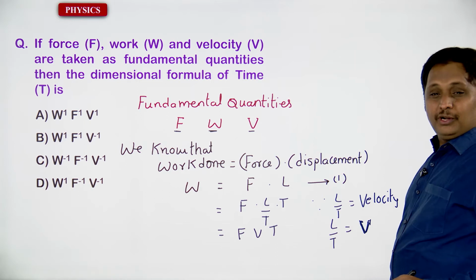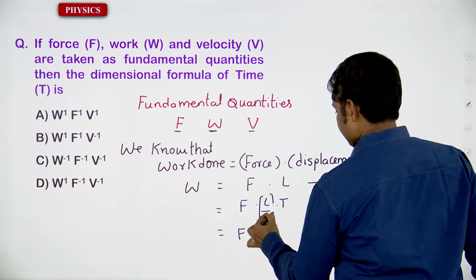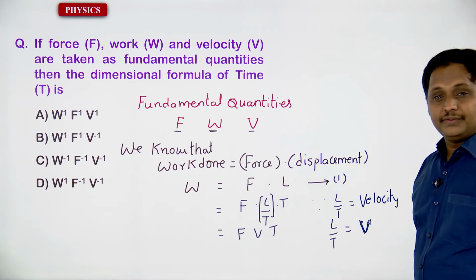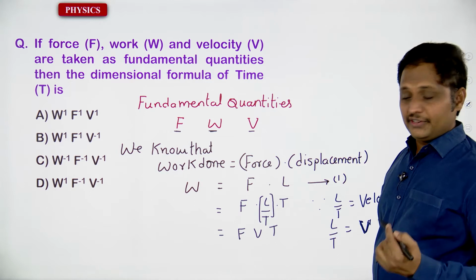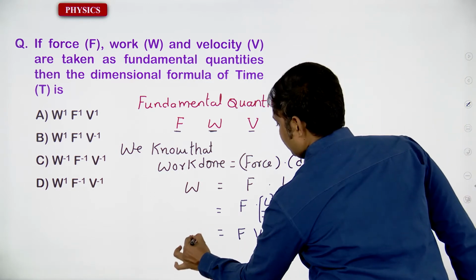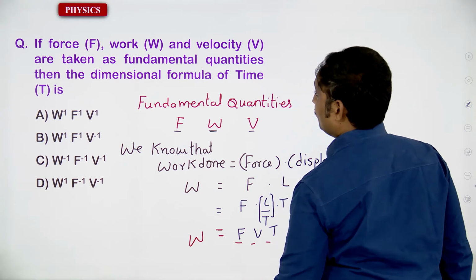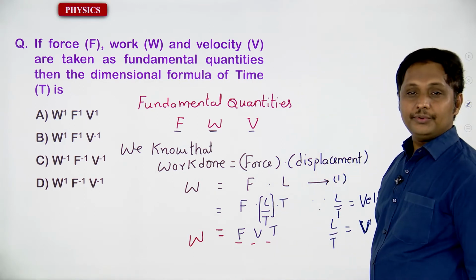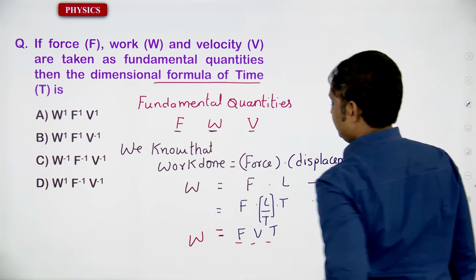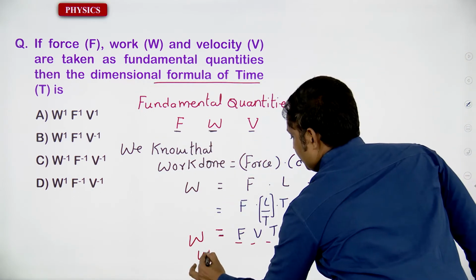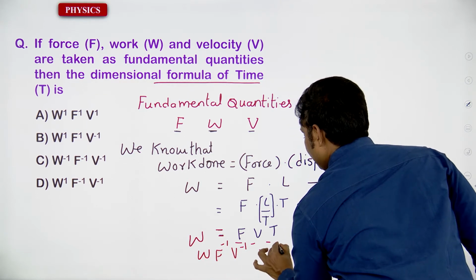Yeah, we would like to represent this one. Yes, this is the case. We would like to go for this one. Now, you can easily find out that W is equal to F V T. Therefore, what are they going to ask you? The dimensional formula for time T. So, W F minus 1 V minus 1 is equal to T.